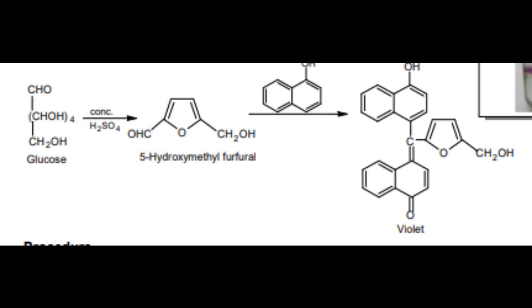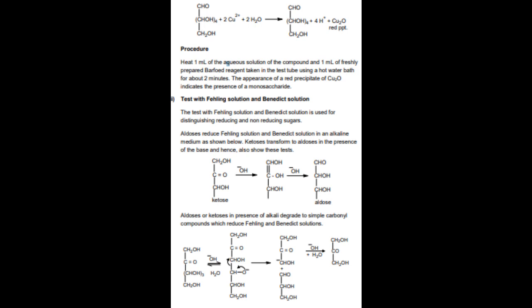Procedure. Take 5 mg of the substance in a test tube and add 0.5 ml of water to dissolve it. Add 3 to 4 drops of a 10% alcoholic solution of alpha-naphthol to the test tube. Then pour 1 ml of concentrated H2SO4 carefully with the help of a dropper along the sides of the test tube so that it forms a layer below the aqueous solution without mixing with it. A violet ring at the junction of the two layers indicates the presence of a carbohydrate. Disaccharides also give this test after heating for about 10 minutes, when they get partially hydrolyzed to monosaccharides.